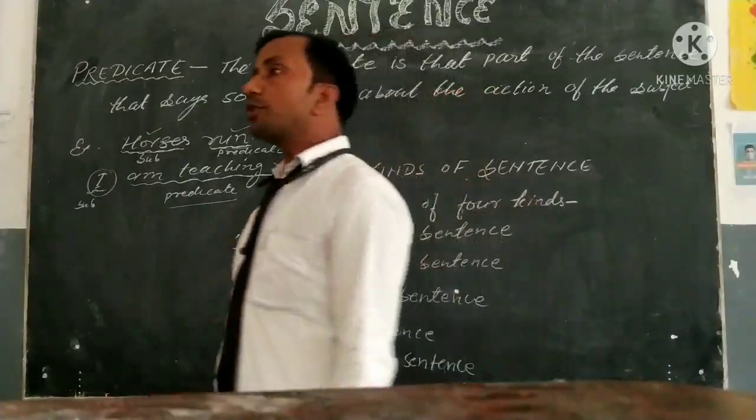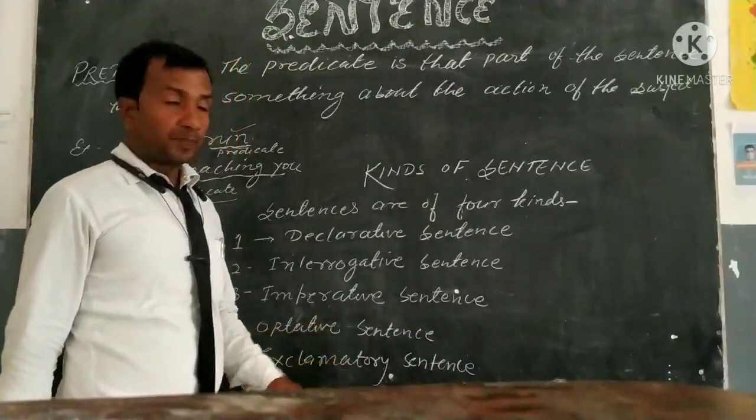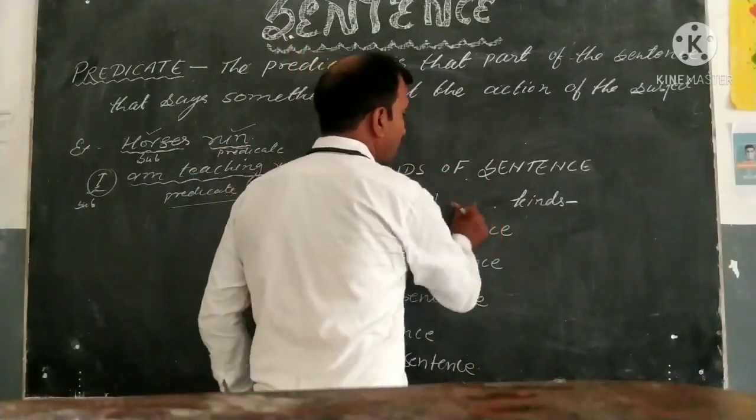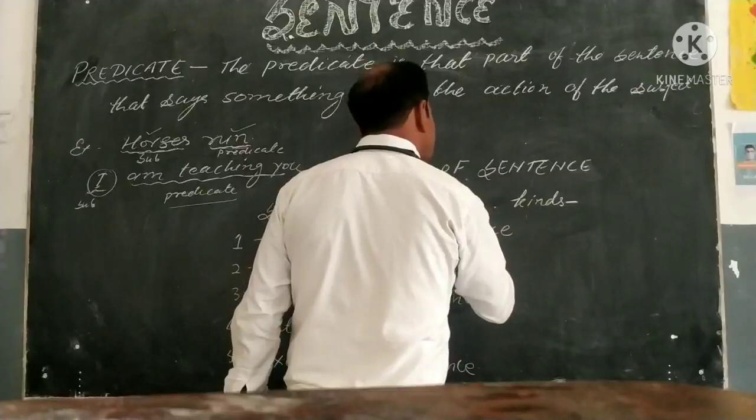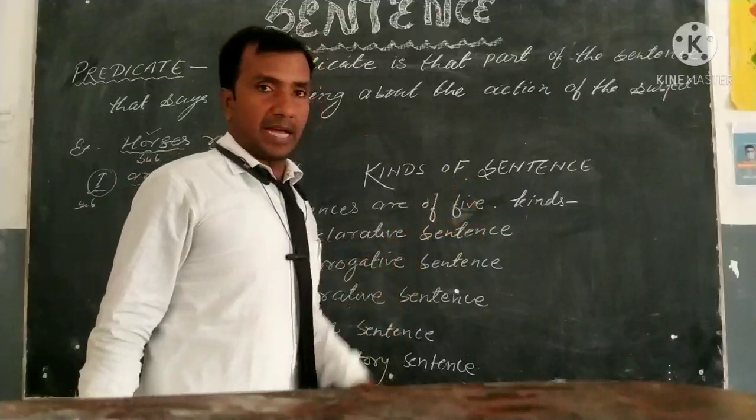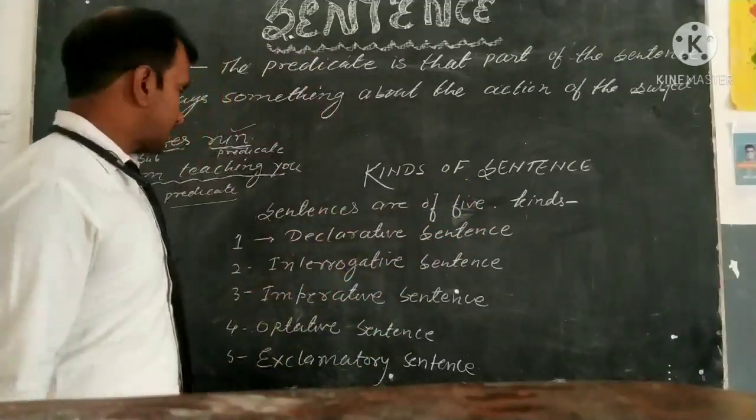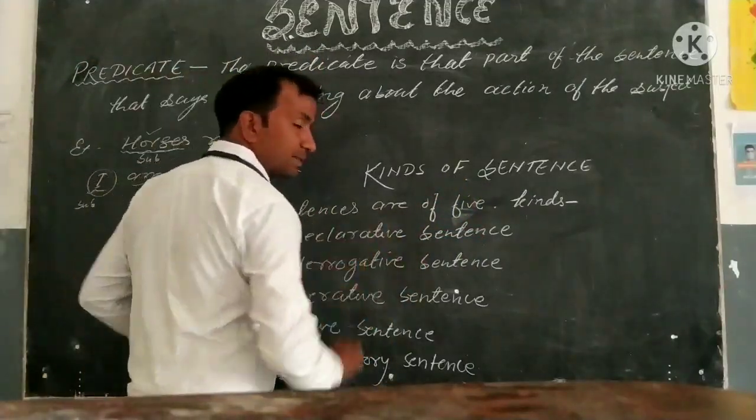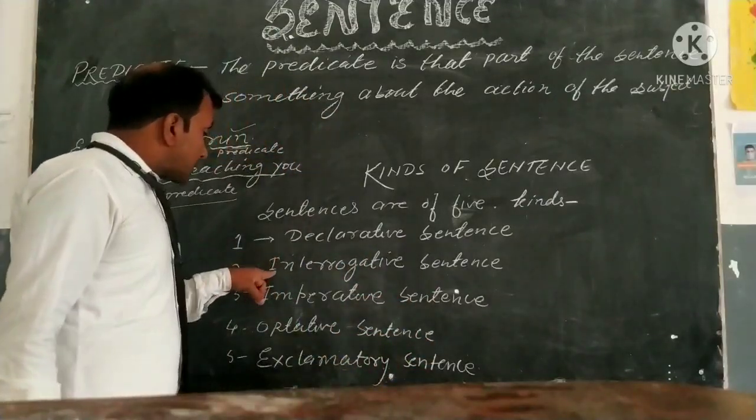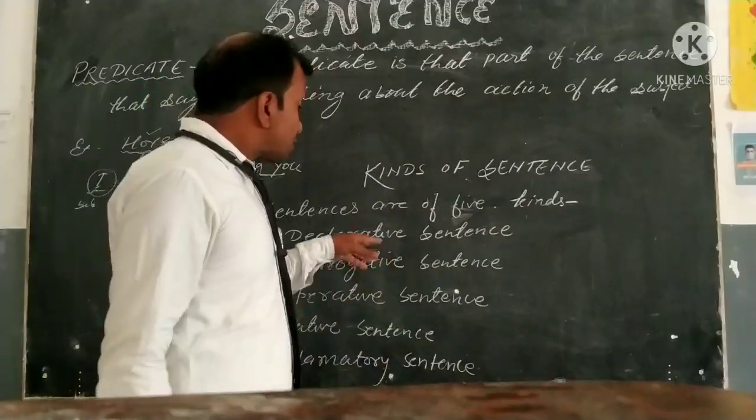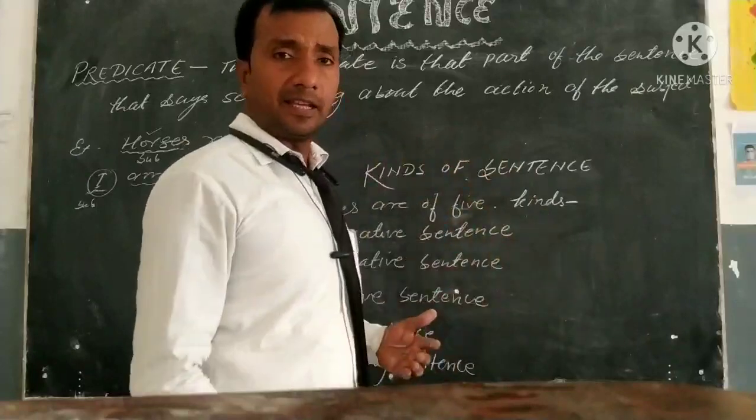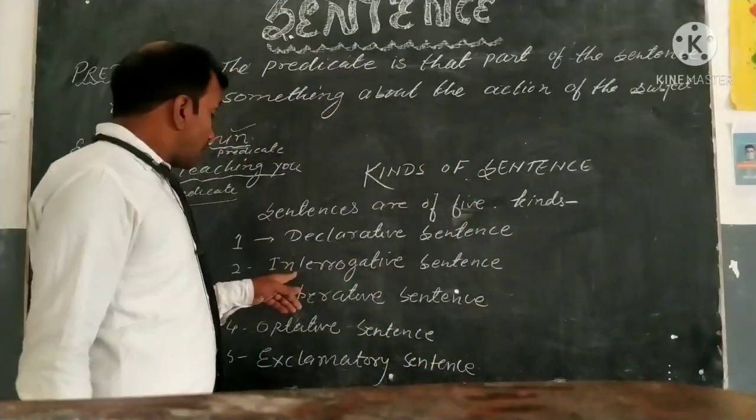Okay? Now student, the important thing here is how many kinds of sentences there are. Here sentences are of 5 kinds. First is declarative sentence. The second, interrogative sentence. It shows what action is done, what the statement is saying in a declarative sentence.